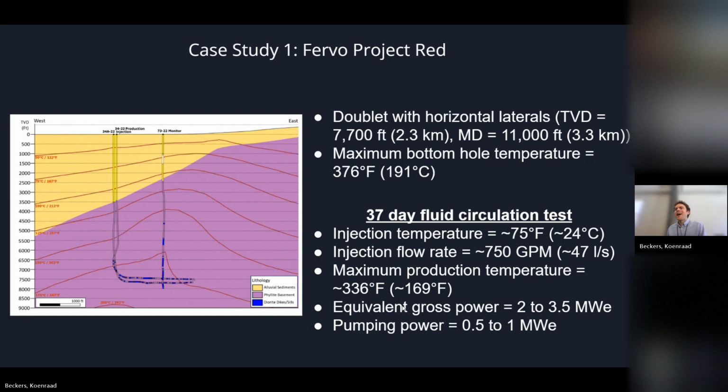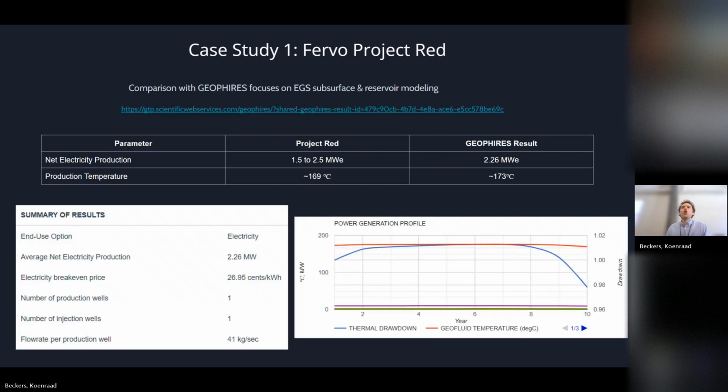They found about gross. So they didn't produce electricity, but they produced heat, and then they calculated what the equivalent amount of electricity is. And so there are some of their numbers from the paper. We have done a simulation in GeoFires where we pick electricity as the end-use system with this type of configuration.